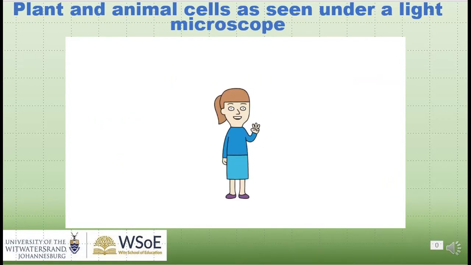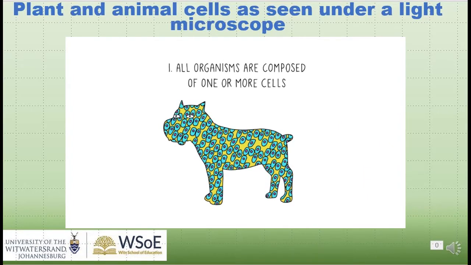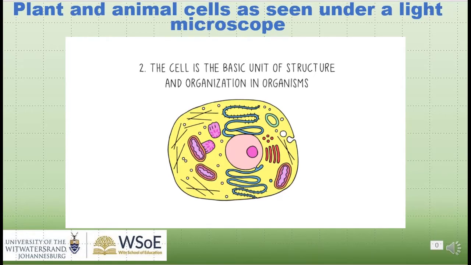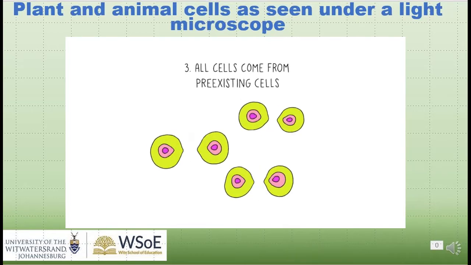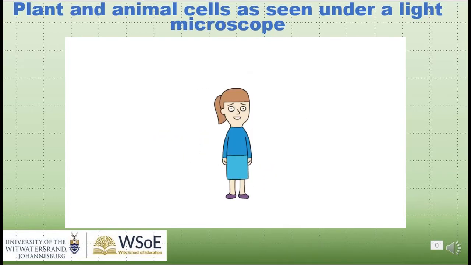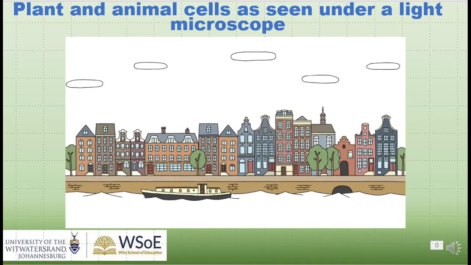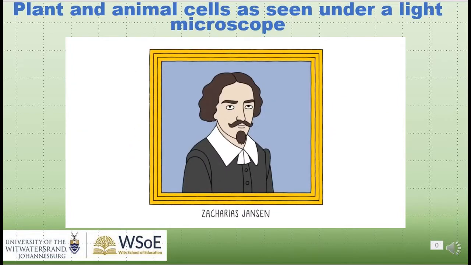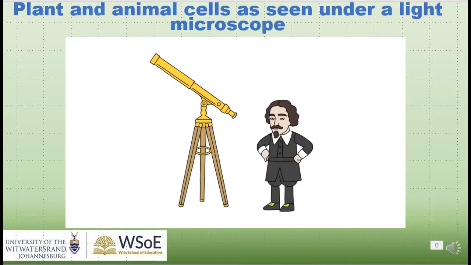There are 3 parts to the cell theory. 1. All organisms are composed of 1 or more cells. 2. The cell is the basic unit of structure and organization in organisms. And 3. All cells come from pre-existing cells. To be honest, this all sounds incredibly boring until you dig a little deeper into how the world of microscopic organisms and this theory came to be. It all started in the early 1600s in the Netherlands, where a spectacle maker named Zacharias Janssen is said to have come up with the first compound microscope, along with the first telescope.